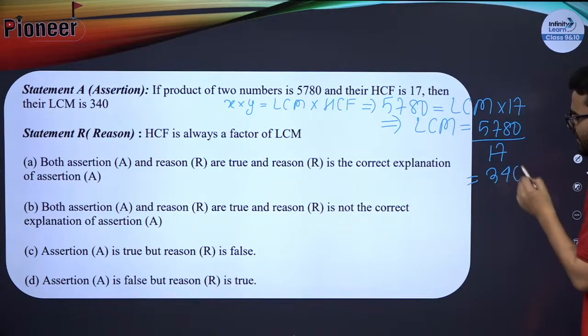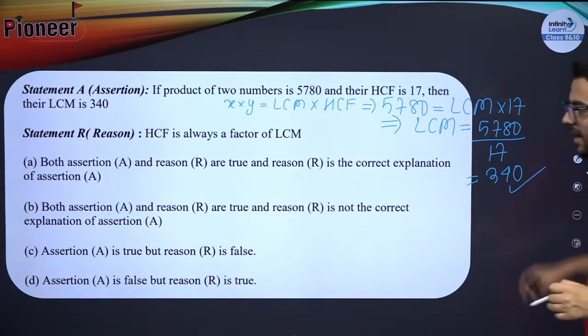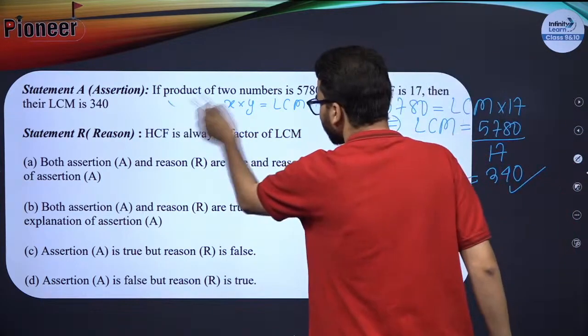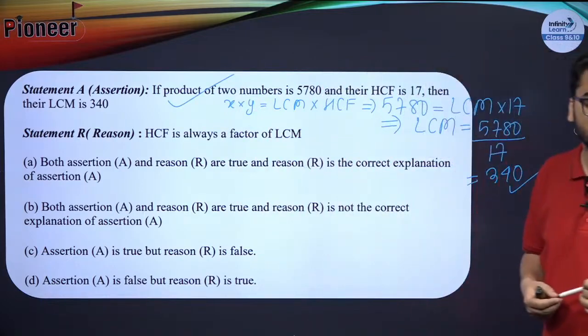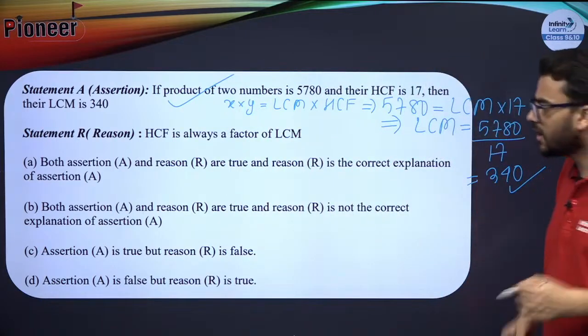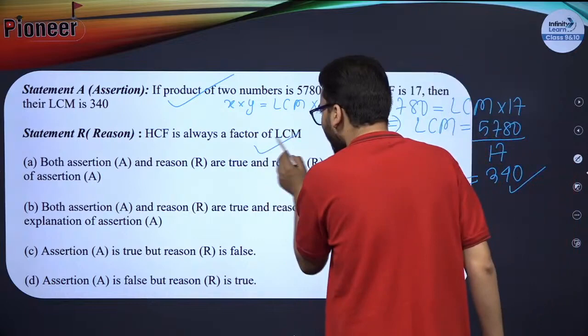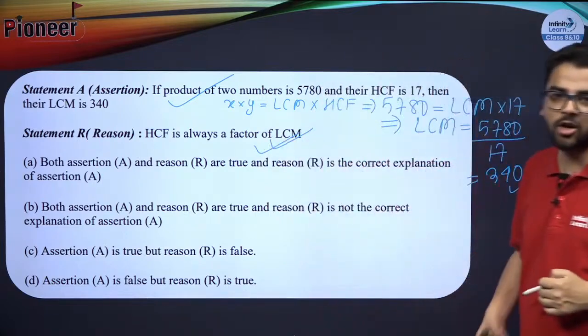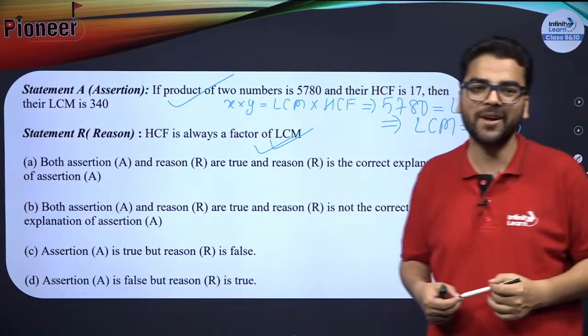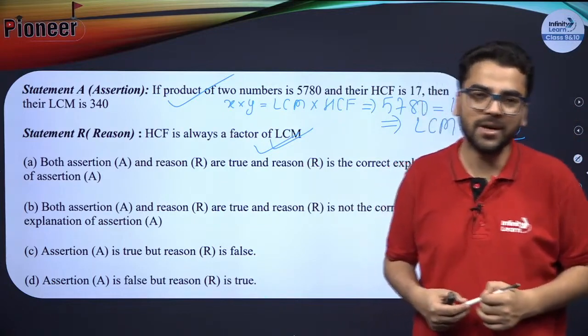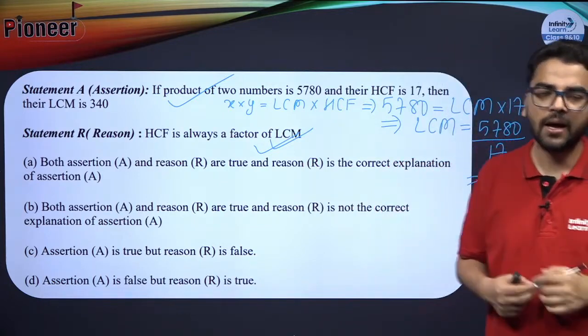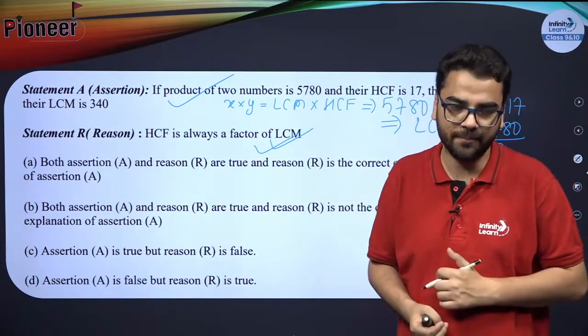So you see this is coming out to be correct only, right? This is correct. So I can say that the assertion is correct over here. Now the reason is also correct. HCF is every time a factor of LCM. Do you remember this property, guys? HCF of two numbers is obviously every time a factor of LCM.